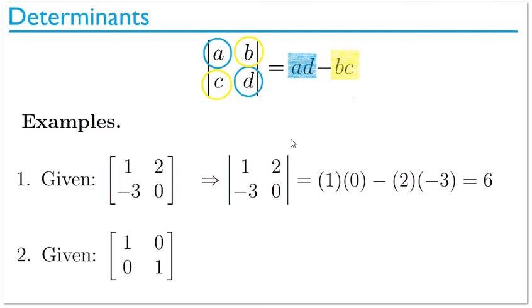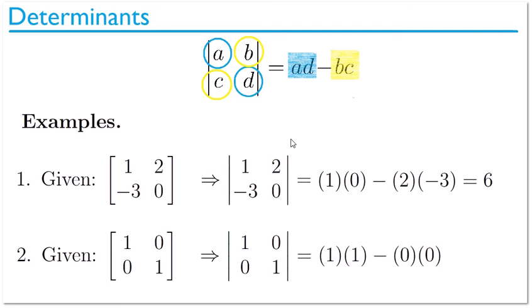Another example, let us consider this identity matrix of size 2. Then its determinant, first we get the product of all the entries on the main diagonal, so we have 1 times 1, minus the product of the entries on the off diagonal, 0 times 0. And if we simplify, we have 1.